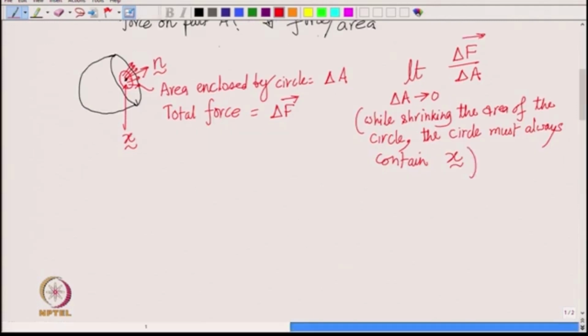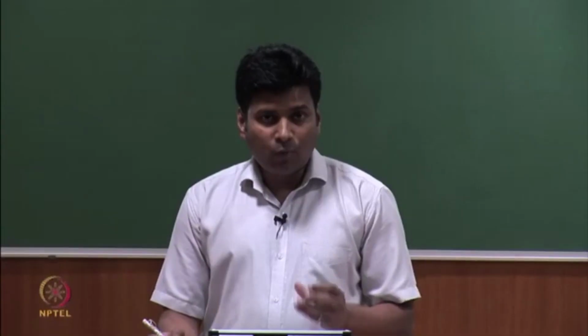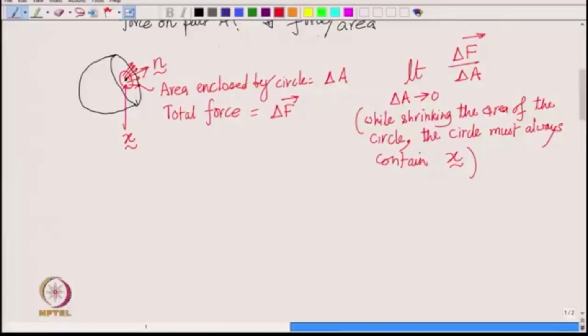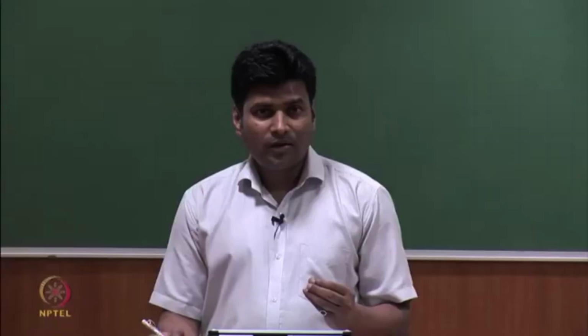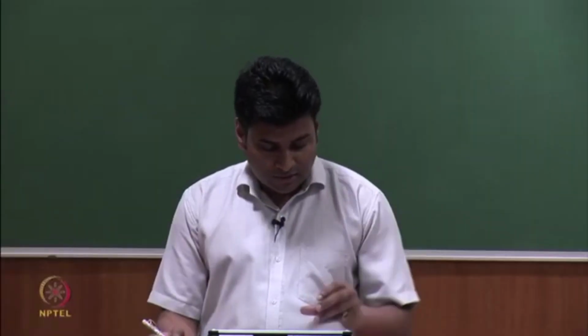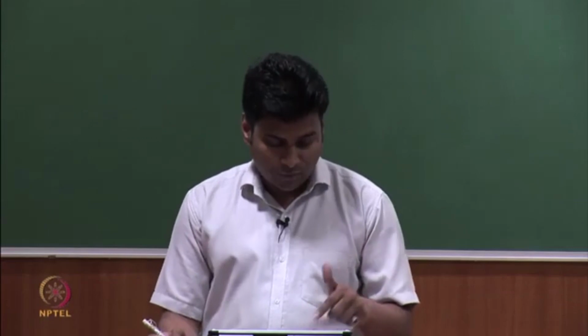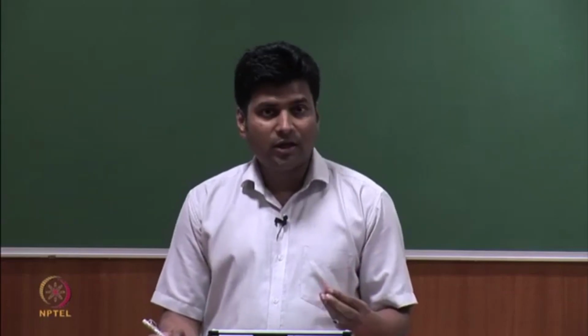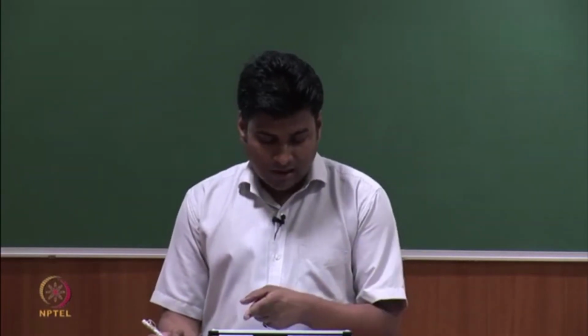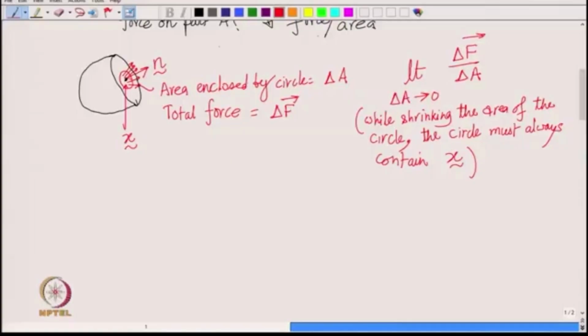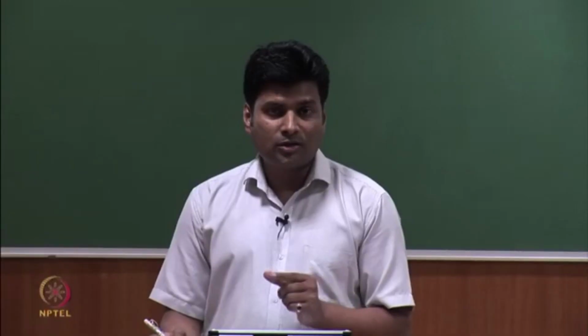Okay, so, what do you think? What is this limit going to give us? You see, as you shrink the area of the circle, the force applied by part B on that area is also going to decrease, is not it? Because total force is what? It is the sum of all the forces that acts on this area. So, as you shrink the area of the circle, the force delta F also decreases, but in the limit it is going to attain a value, all right, and that value is called traction.